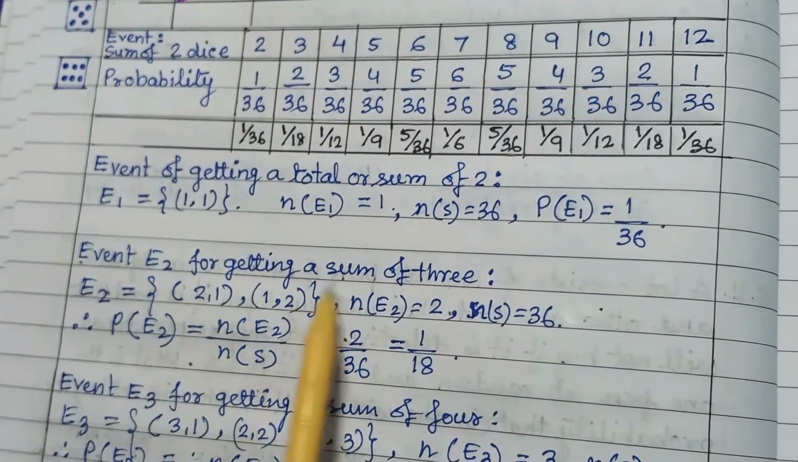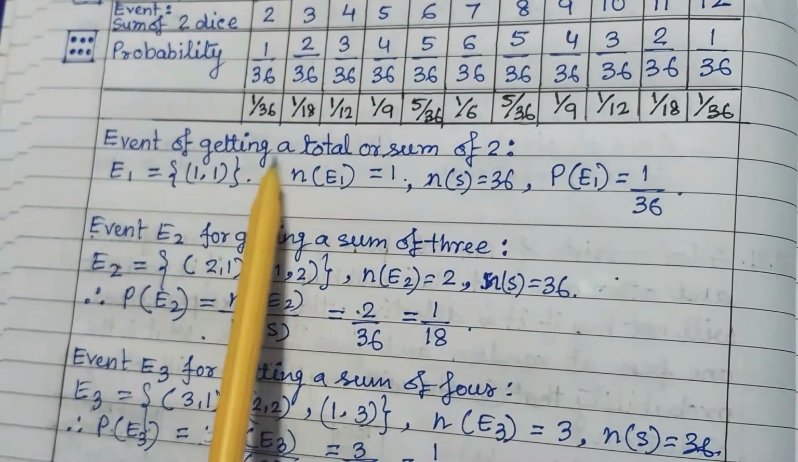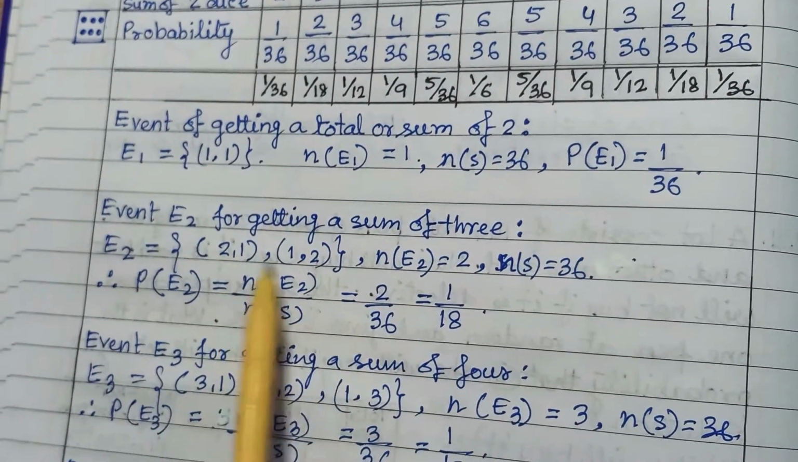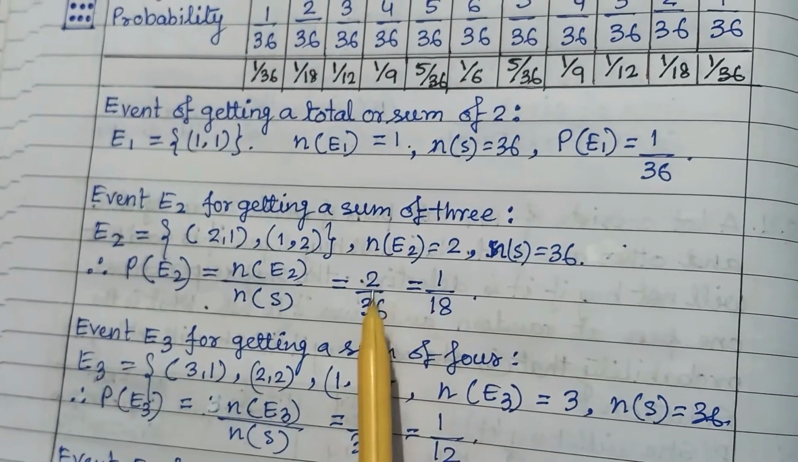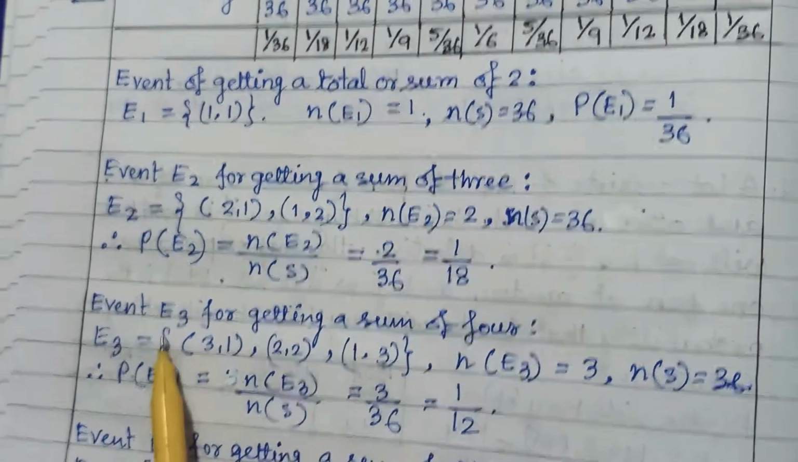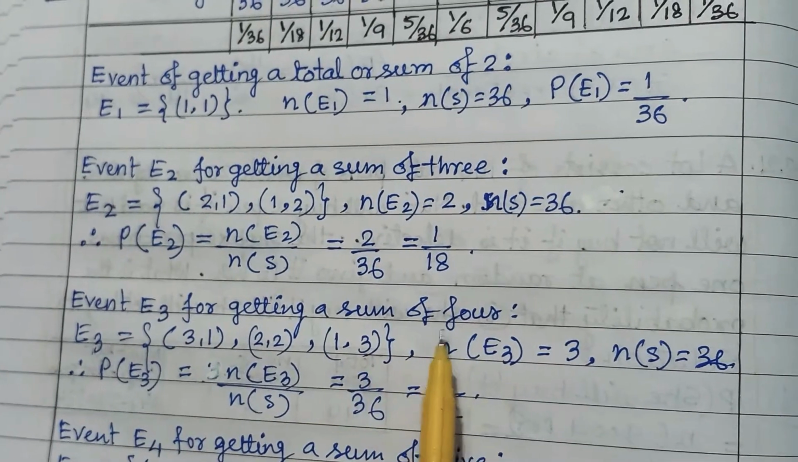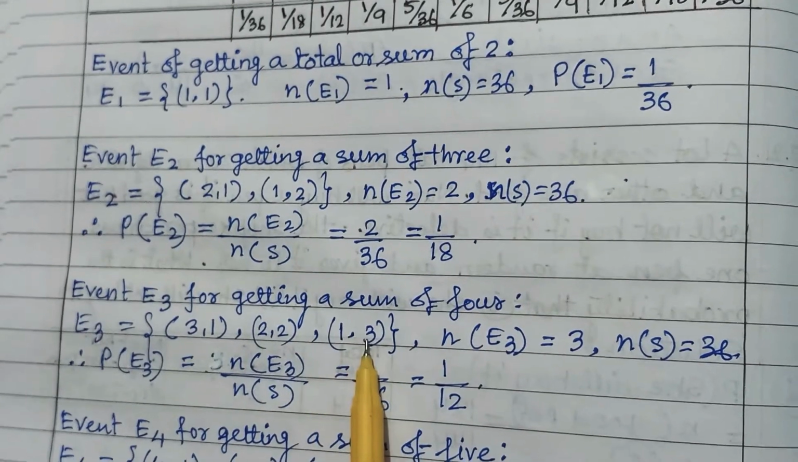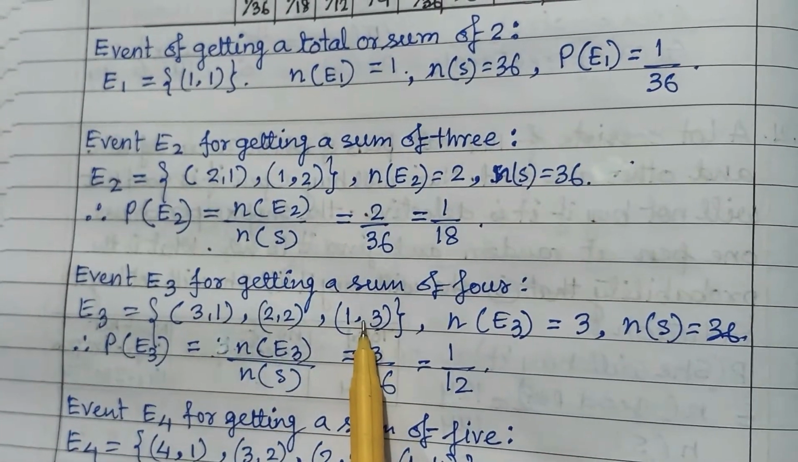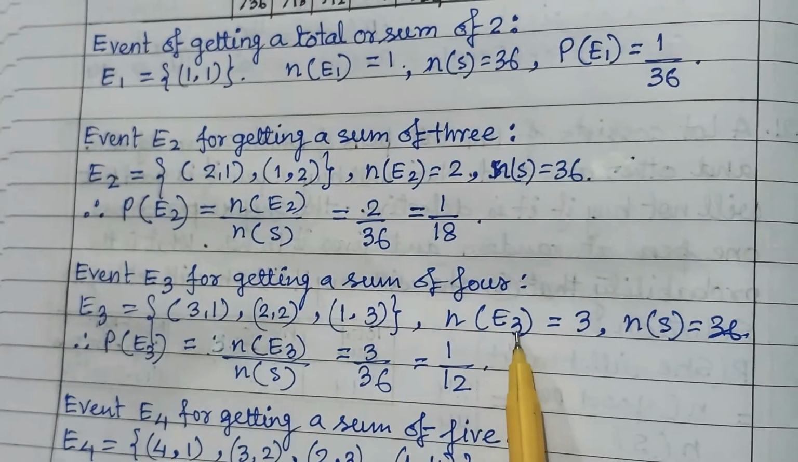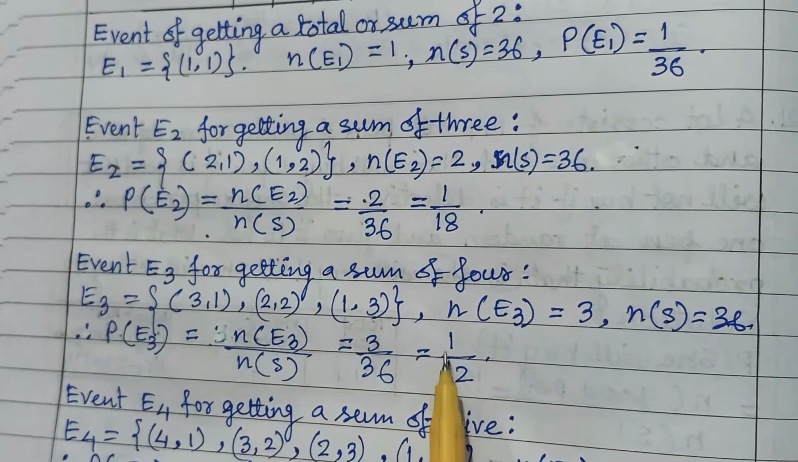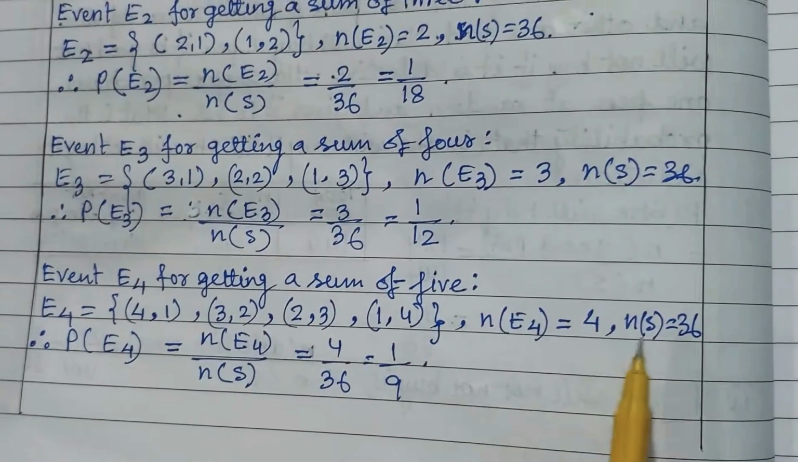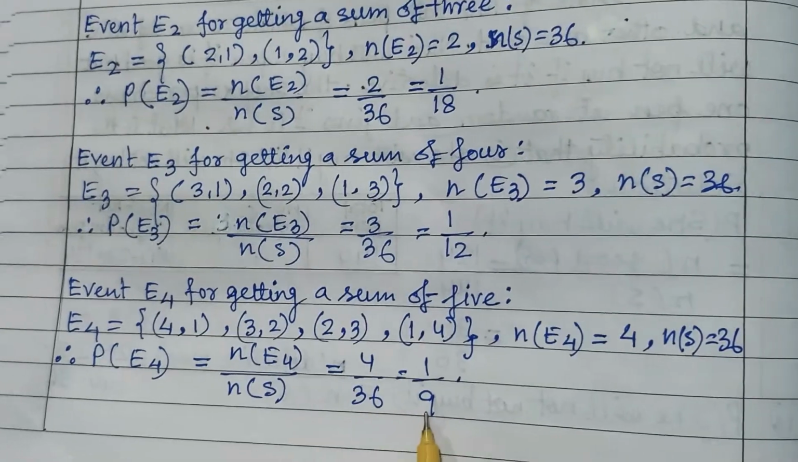When the event is sum is 2, and sum is 3, when it is 3, 2 1, 1 2, only 2 options, so that is 2 upon 36, it is 1 upon 18. Event E3 for getting the sum of 4, it is 3 1, 2 2, 2 1 3 options, so it is 3 upon 36, 1 upon 12. Next event is 4, it is 4 upon 36, 1 upon 9.